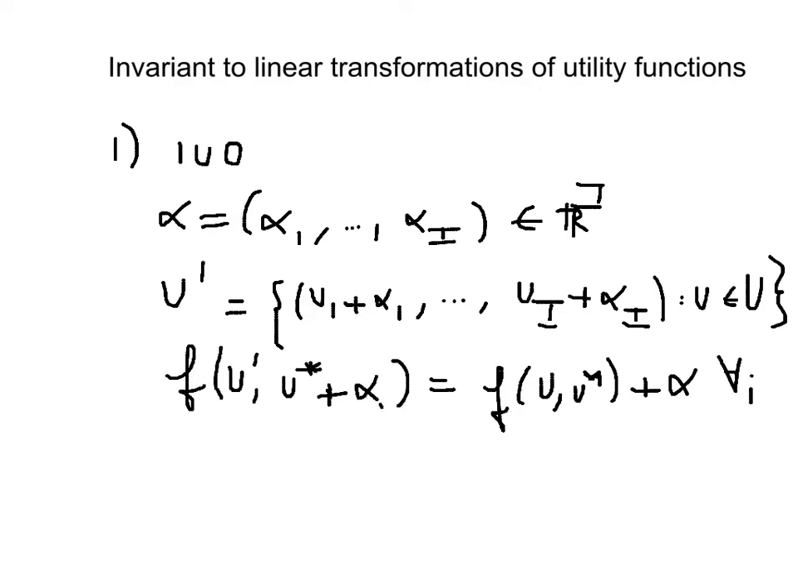I think I need to add a subscript here. So this is the independence of utility origin. It says that basically the bargaining solution does not depend on absolute scales of utility. And in fact, we could normalize all problems to U star equal to 0, so that F of U star simply becomes F of U, 0.